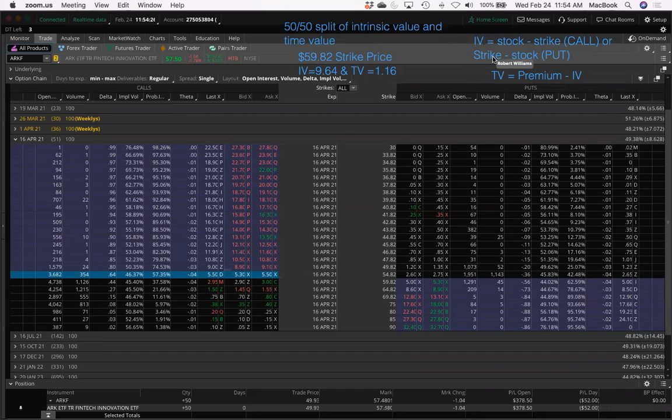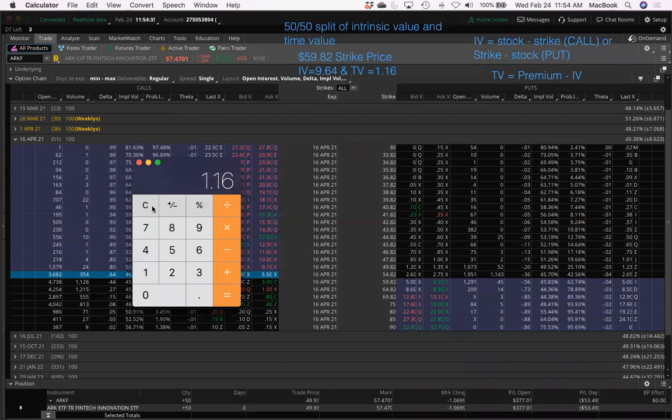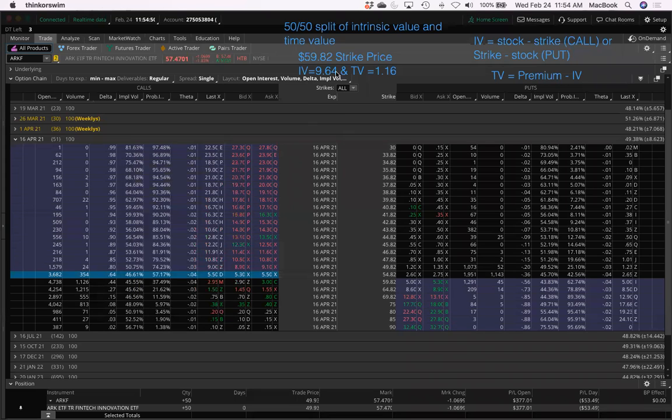Again, in this case, we're going to do strike price minus the stock price to determine the intrinsic value for a put. So we're going to go strike, 59.82 minus 57.47 gives us $2.34. And again, time value is determined the same way.